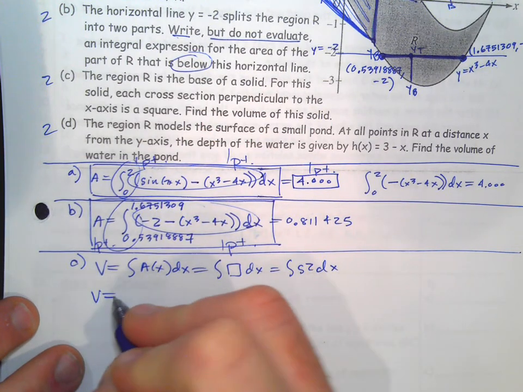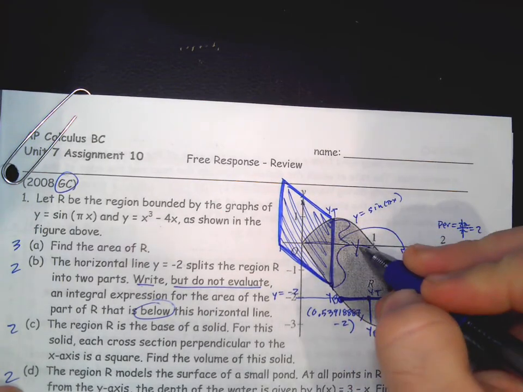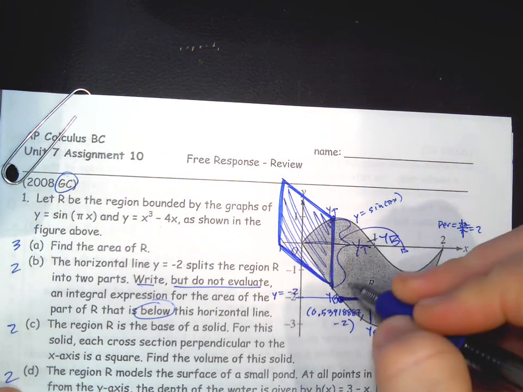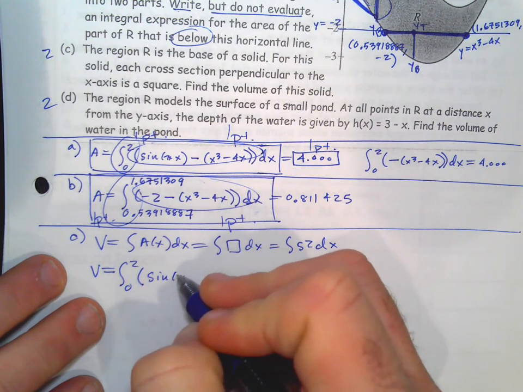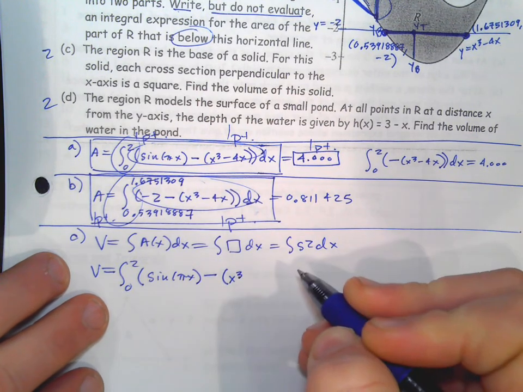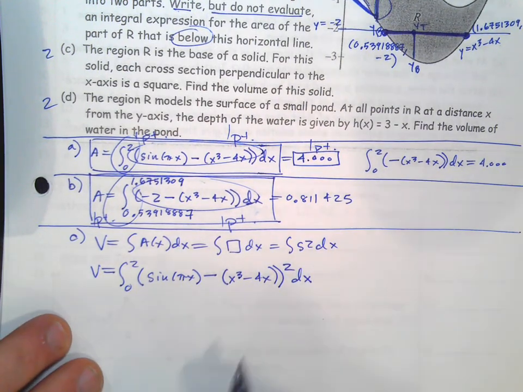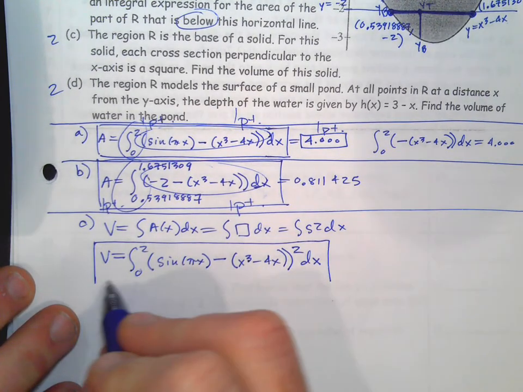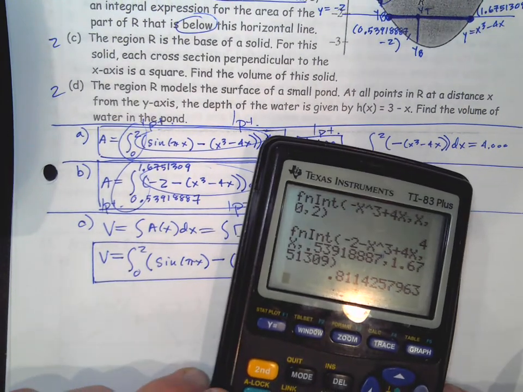Now the limits are going to be in the x direction. So it's going to be 0 to 2. The sides are y top minus y bottom. Y top is the sine curve in terms of x, and the cubic on the bottom in terms of x. So parentheses sine pi x minus parentheses x cubed minus 4x, close, squared. Don't forget the extra squared. And that's your answer. That's your setup. And now we can calculate it on our calculator. I feel like, yeah, that's fine.